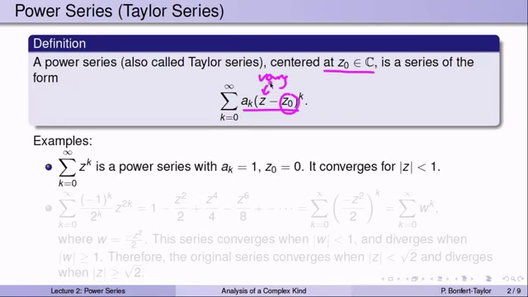We've already seen a few examples of power series. For example, last class we looked at this series z to the k, and we found out that it converges as long as you plug in a z whose absolute value is less than 1. So now in power series notation, there's just a 1 here for the coefficient ak, so the ak's are all equal to 1, and this z0 is simply not there, so z0 is equal to 0.